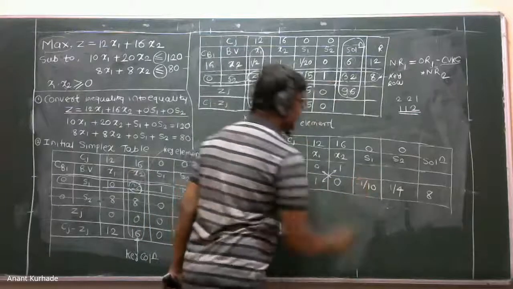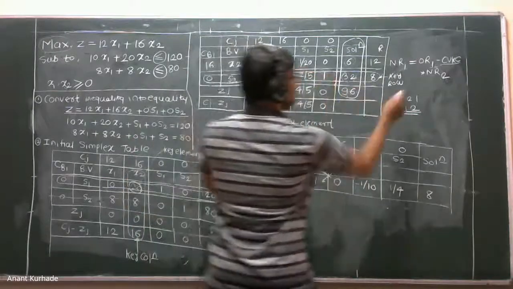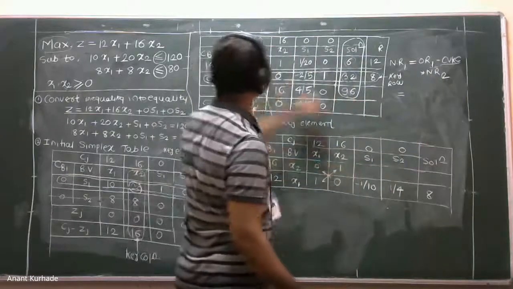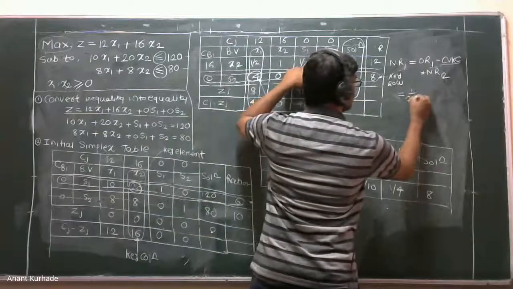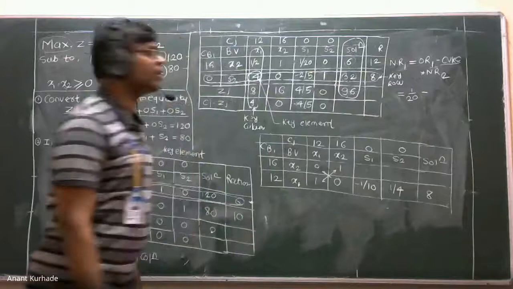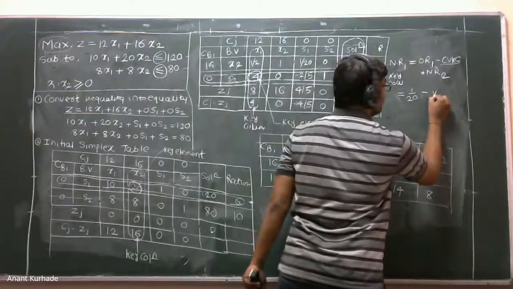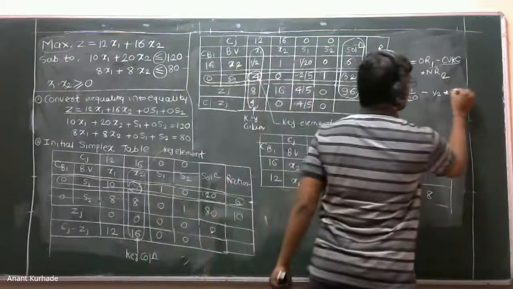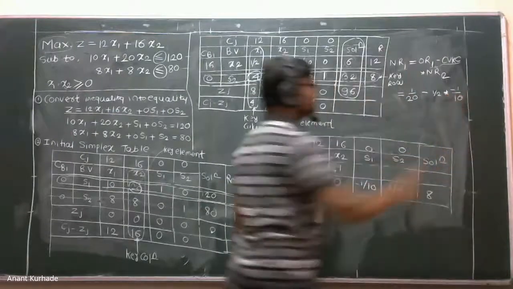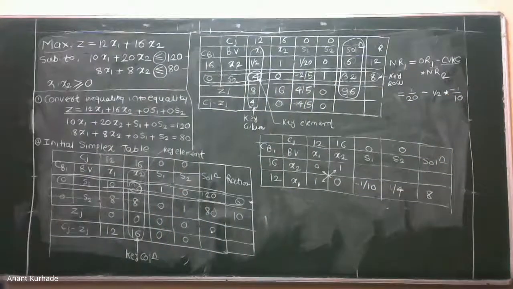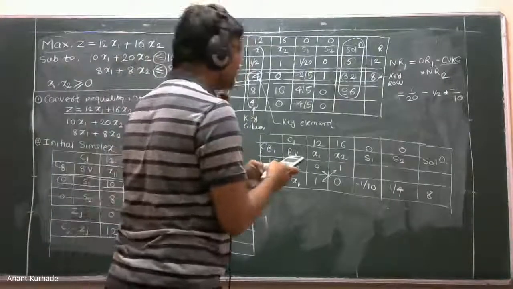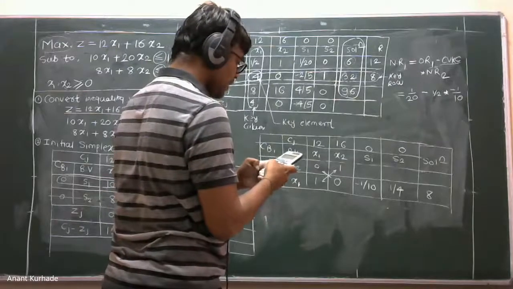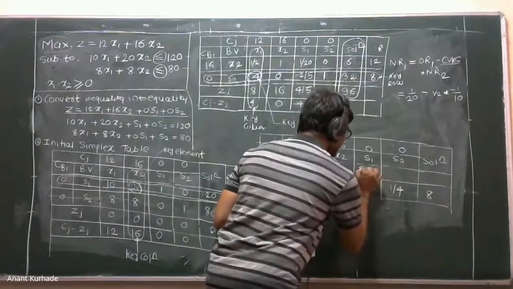Now we will check for this S1. New value is equal to old value of R1. This S1, old value is 1 upon 20. 1 upon 20 minus the corresponding value of the key column, it is 1 upon 2, into new value of row number 2. It is minus 1 upon 10 actually. Find out this answer in the calculator: 1 upon 20 minus 1 upon 2 into minus 1 upon 10. Okay, we have 3 upon 40. Write down as it is 3 upon 40.